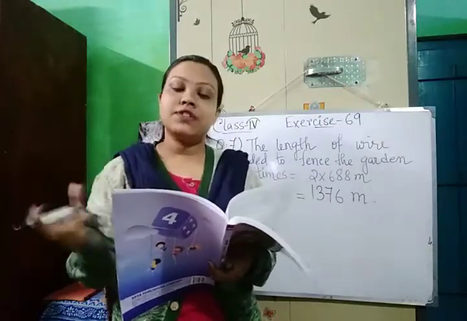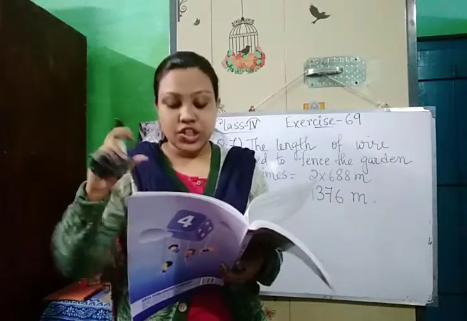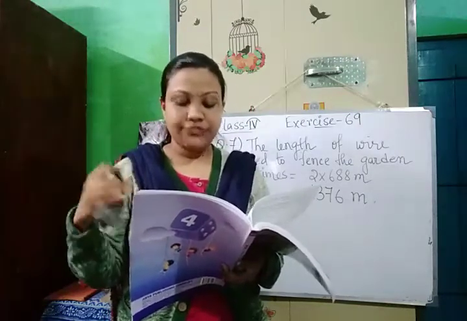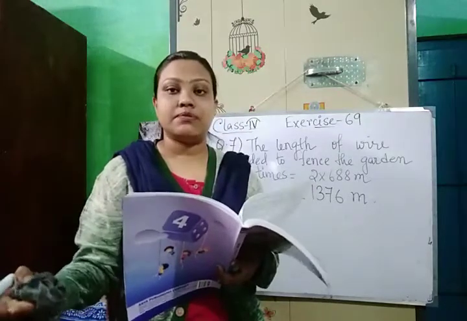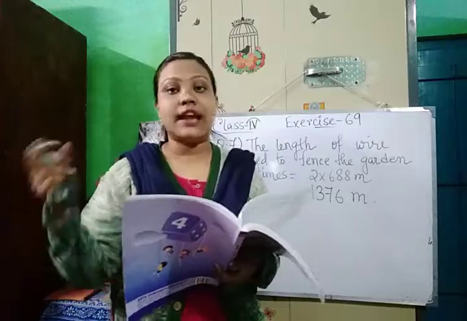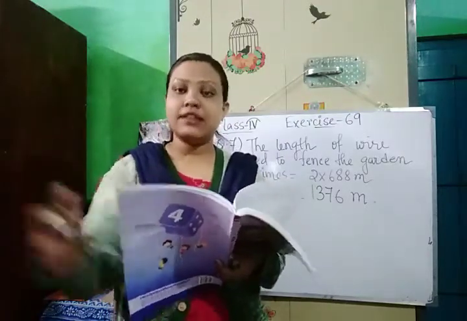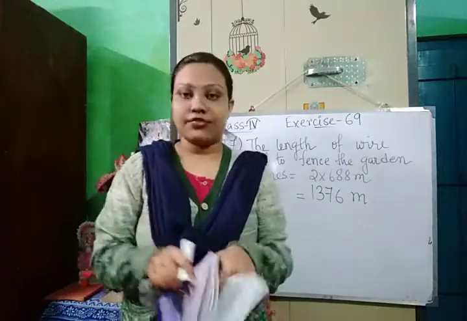So we will first find out the perimeter of the triangular garden. Then she can cover 50 centimeter in one step. So how many steps will she take to cover the garden, that we will find out. So first I am finding out the perimeter, then next I will tell you what we have to do.